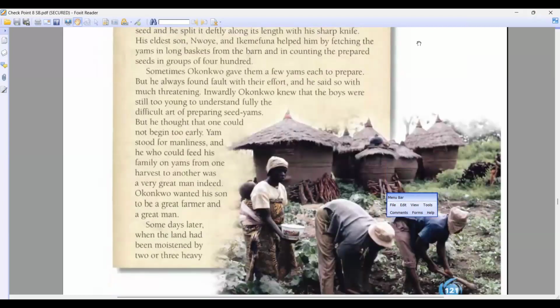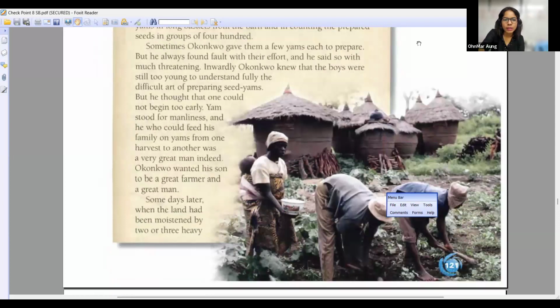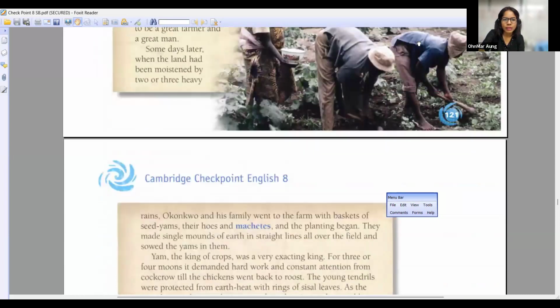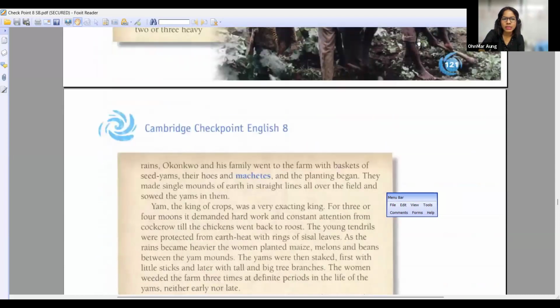Okay. Some days later, when the land had been moistened by two or three heavy rains, Okon and his family went to the farm with baskets of seed yams. Yams should be planted in dry soil. How do you understand this?